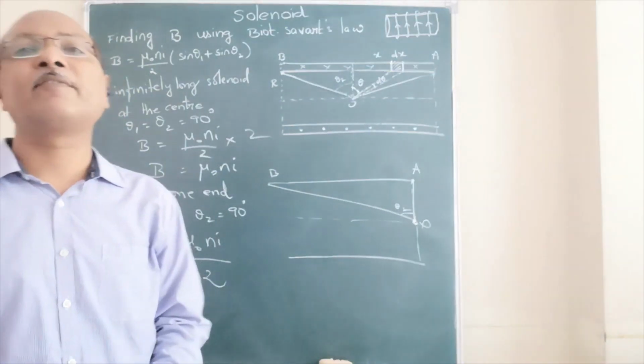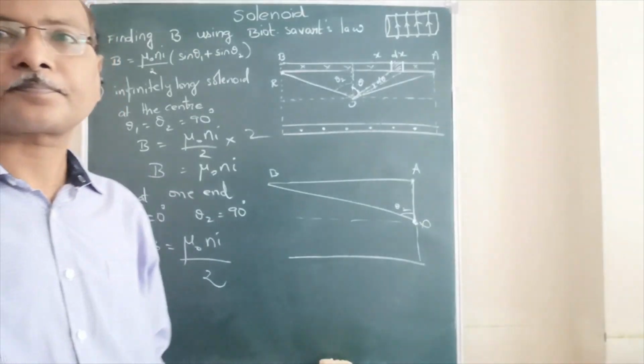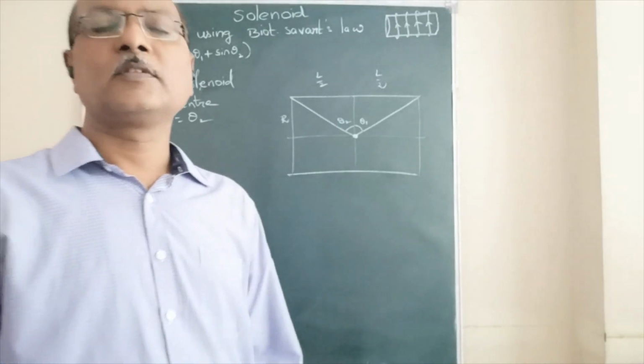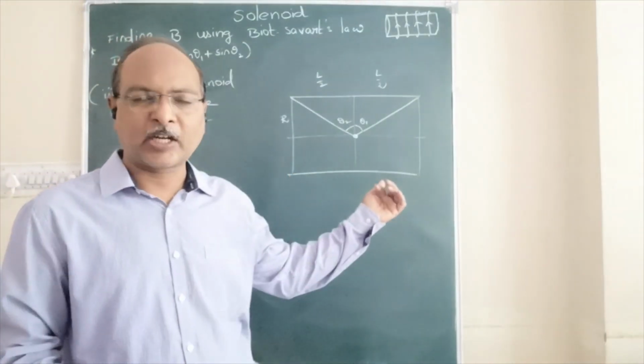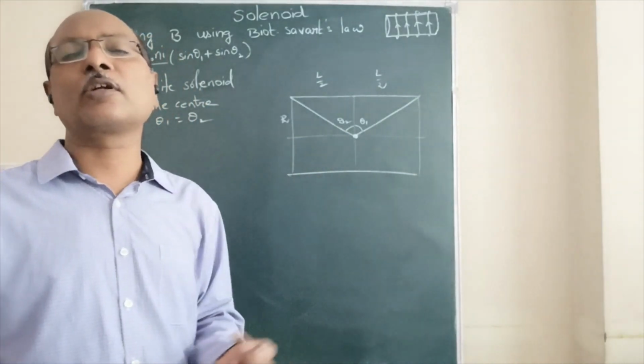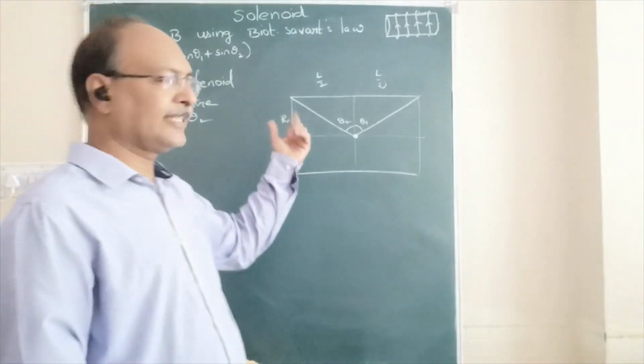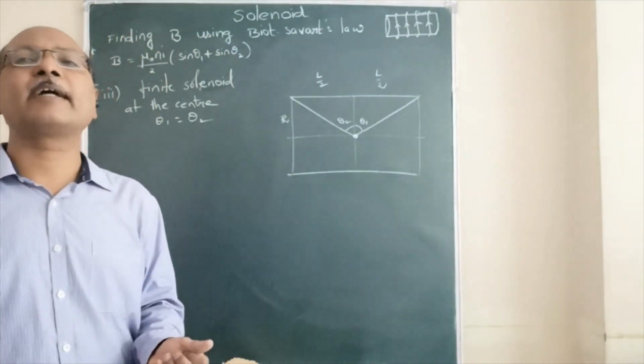So that is the magnetic field at any one end. Suppose we are given a finite length solenoid. Length of solenoid is L, R is the radius. So we want to find the magnetic field at the center.